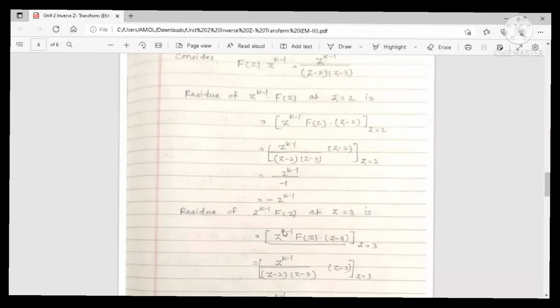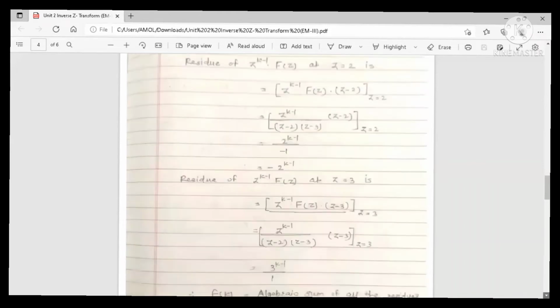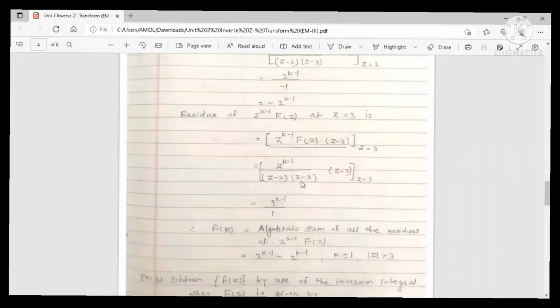It is equal to z raised to k minus 1 into f of z into z minus 3 at z is equal to 3. Now you know the term z raised to k minus 1 into f of z is z raised to k minus 1 upon z minus 2, z minus 3. So the z minus 3 get cancelled, and the term is z raised to k minus 1 upon z minus 2. So put z is equal to 3. If you put z is equal to 3, it is 3 raised to k minus 1, and 3 minus 2 is 1. So after simplification, the term is 3 raised to k minus 1.